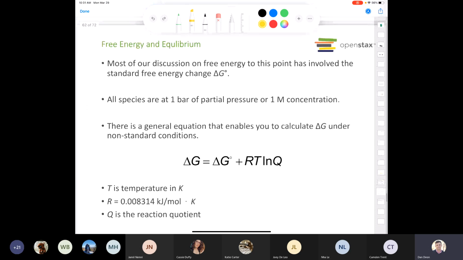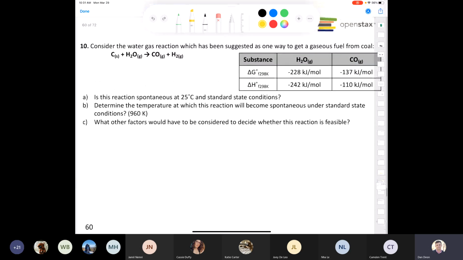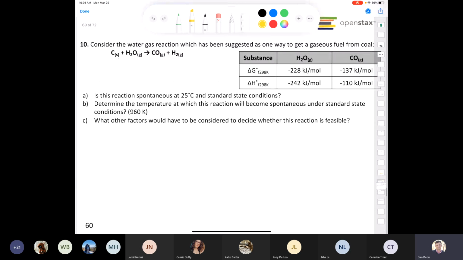Let's try one more problem, and then we'll talk about free energy and equilibrium. This is another good one.